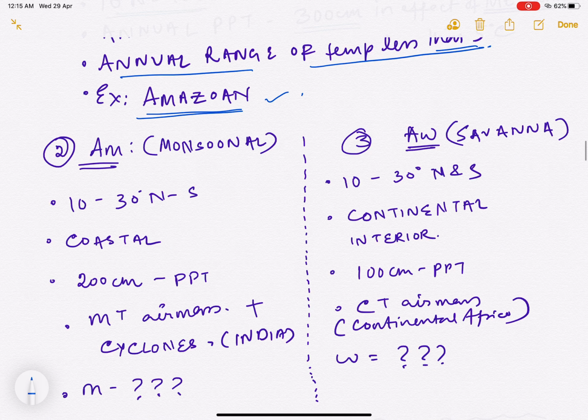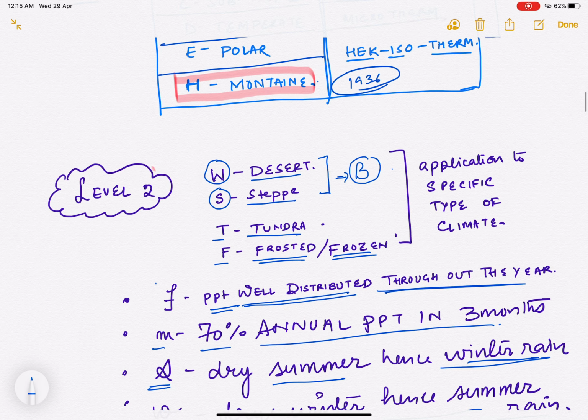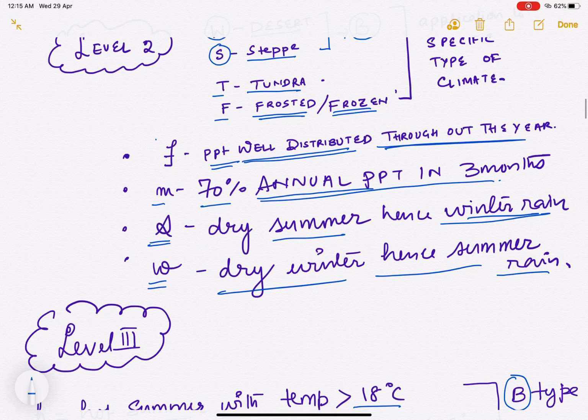Next, AM is nothing but your monsoonal type of the climate, and AW is nothing but your savanna type of the climate. What is the M type of climate? M type of the climate, as we see in the symbol, receives 70% of the precipitation in 3 months. Now let's take consideration of India. In India, we receive precipitation in the month of June, July, August, and by the end of September, the precipitation is no more.